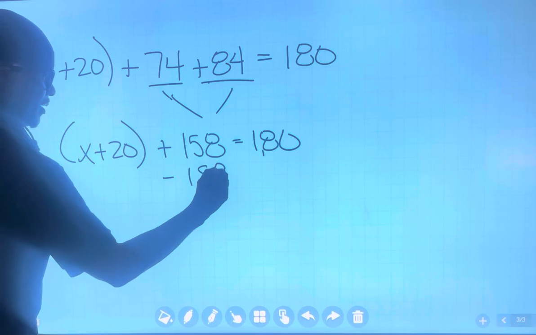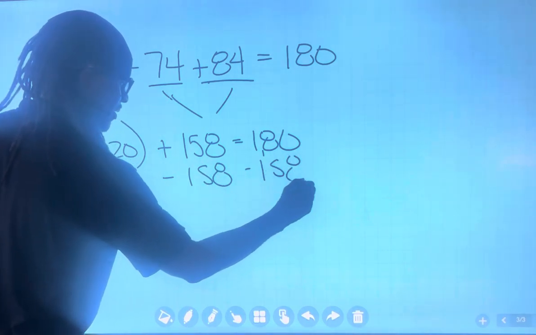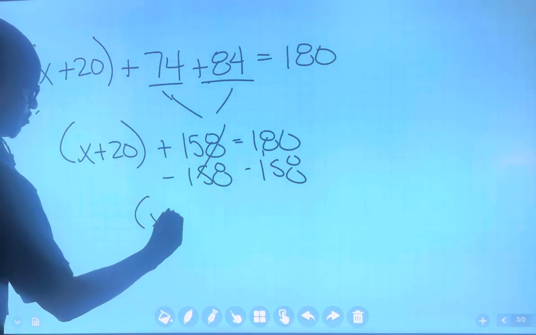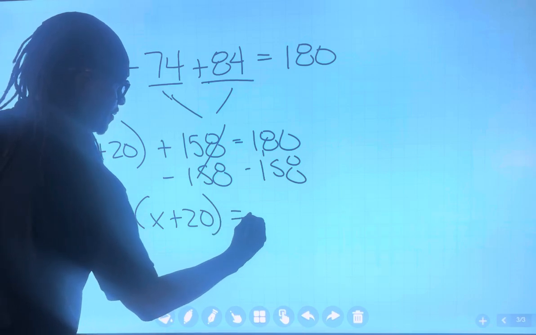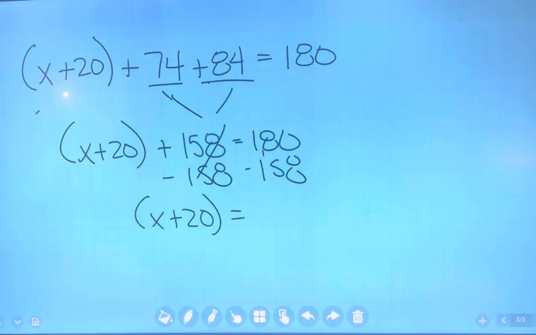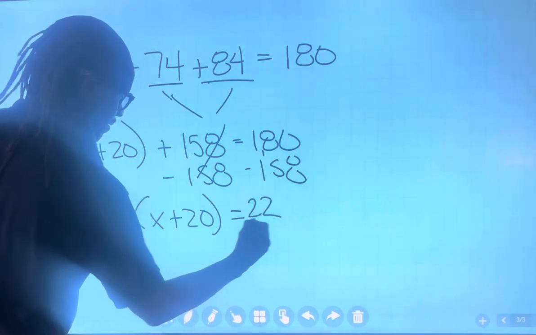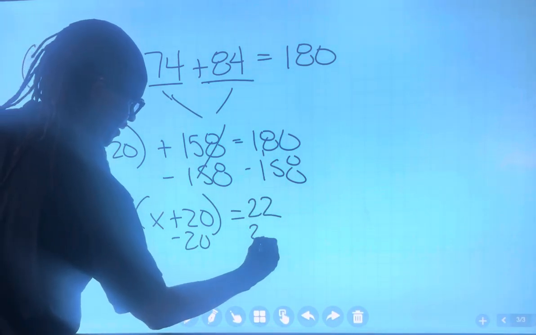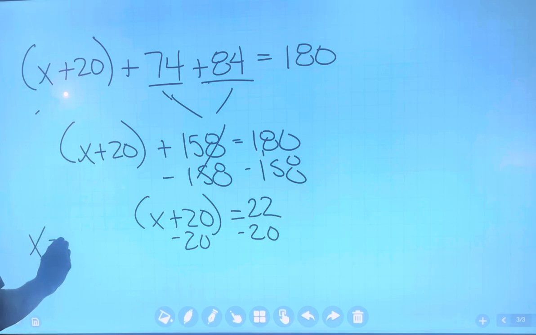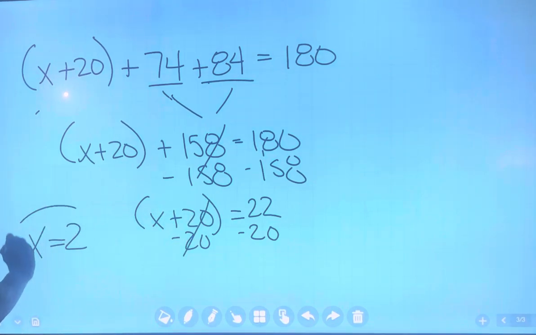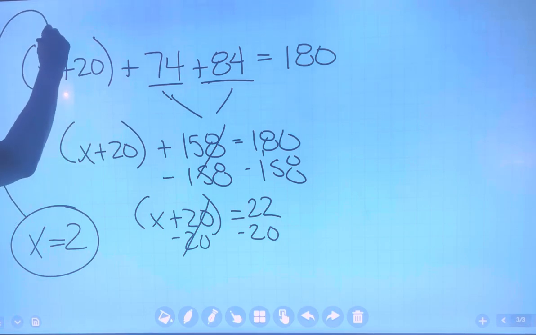There's how we're going to get the x equaling 2. That's how we'll get it to equal 2. Because now we'll have it as x plus 20. 180 minus 158, I think that's the 22? No, just 22. And then you subtract 20 from both sides, and that's how we get the 2. X equals 2. So then when you plug in x is 2, take it back into this one.